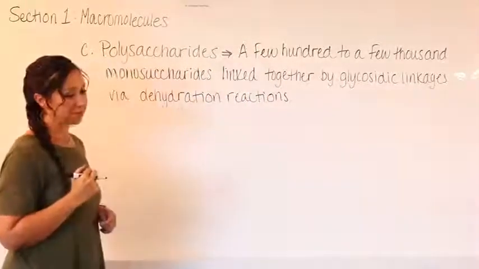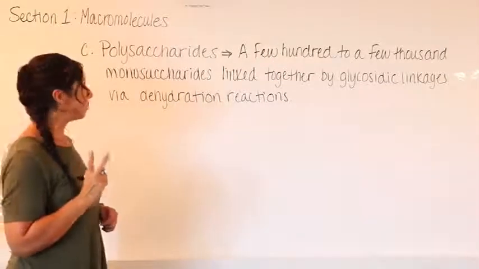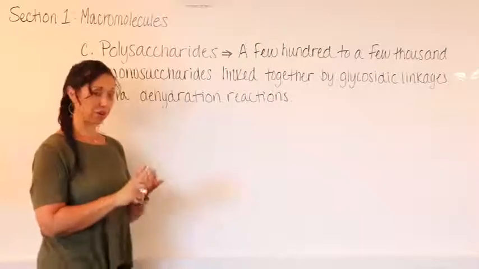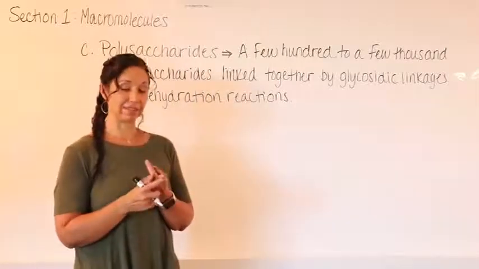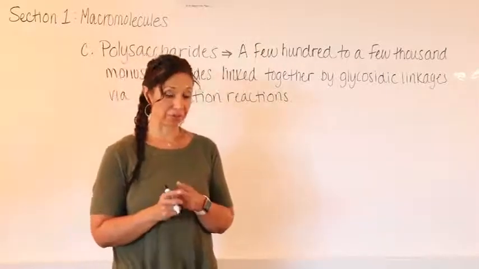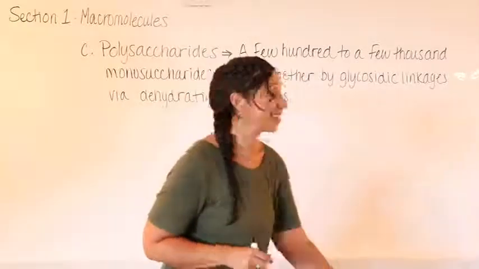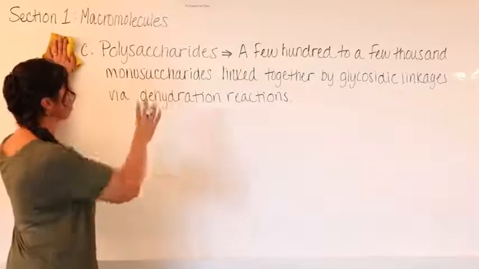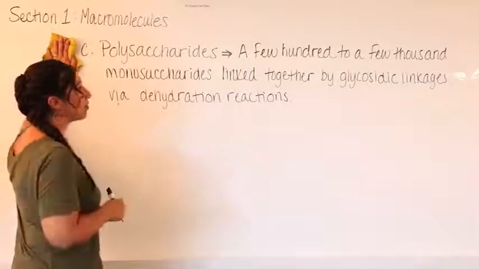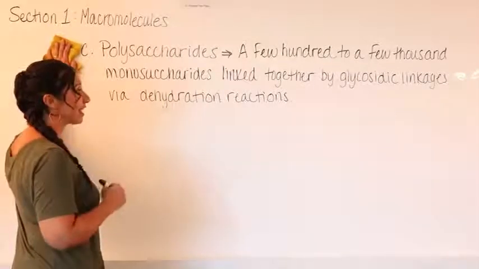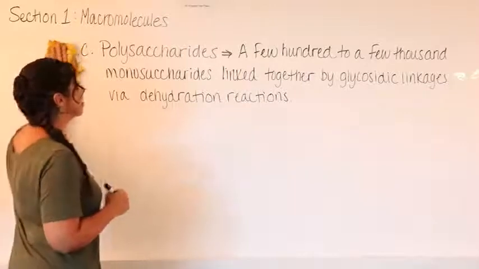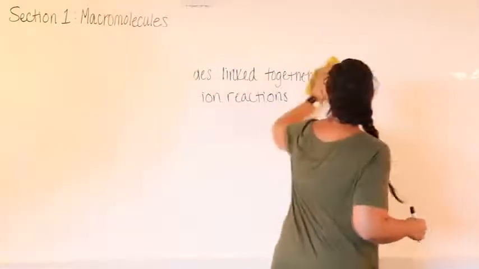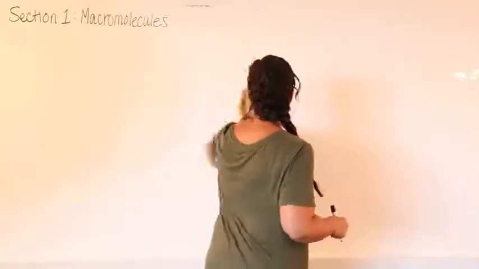All right. Now, there are two main types of polysaccharides that we need to study. The first are storage polysaccharides, and the second will be structural. So let's talk about storage polysaccharides right now. I'm going to erase this definition so we have all the room. So polysaccharides, one last time, a few hundred to a few thousand monosaccharides linked together by glycosidic linkages via dehydration reactions.